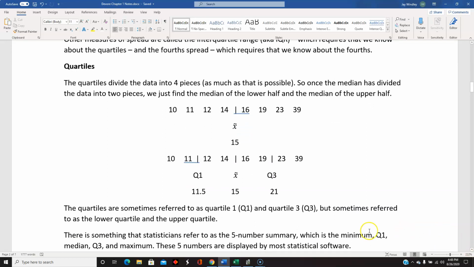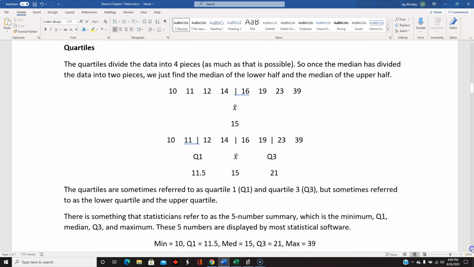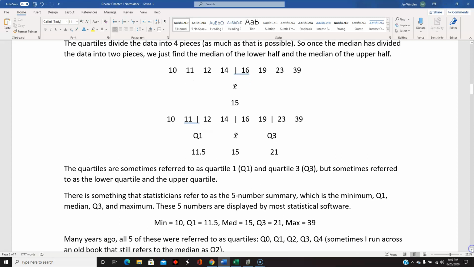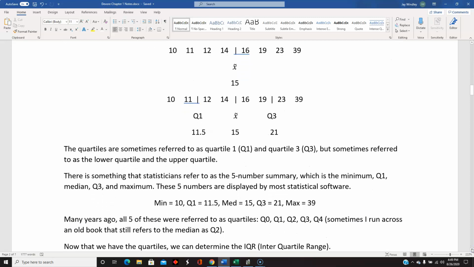So these quartiles are referred to as quartile 1 and quartile 3, and sometimes referred to as the lower quartile and the upper quartile. And now that we know a little bit about the quartiles, that leads us to something the statisticians refer to as the 5-number summary. This is spit out and displayed by many software packages.